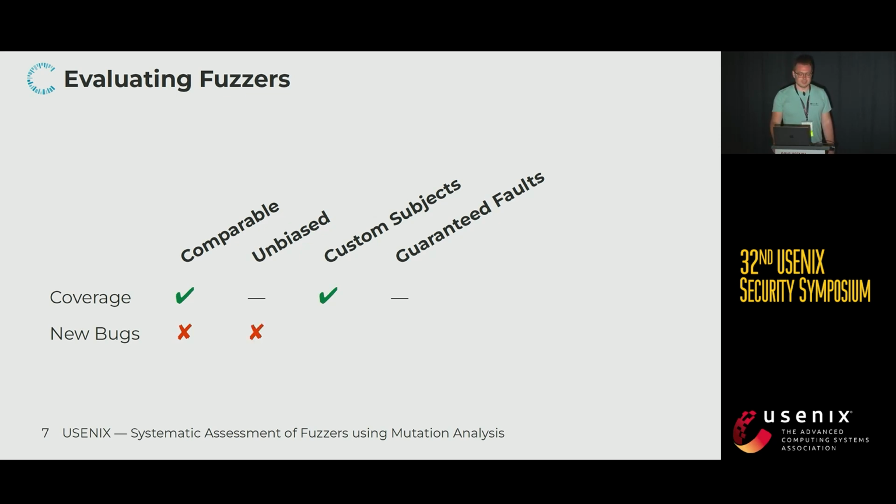Also, it's not an unbiased approach because the bugs that you will find in the wild need to go through internal testing and then also be found in the wild. So this introduces bias. Yeah, you can use custom subjects, but we obviously do not have a complete list of new bugs.